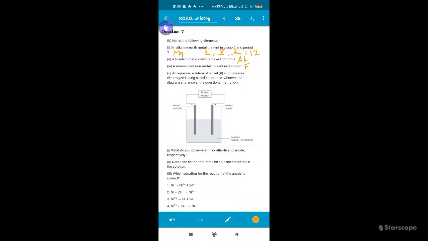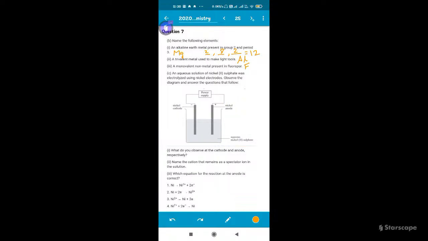Now the last question is based on electrolysis. It is the process of electro-refining of nickel, most probably. Okay, let's do it. What do you observe at the cathode and at the anode respectively? So as you can see, the electrolyte is aqueous nickel sulfate, the anode is made up of nickel, the cathode is made up of nickel. That means it is a process of either electro-refining or electroplating.